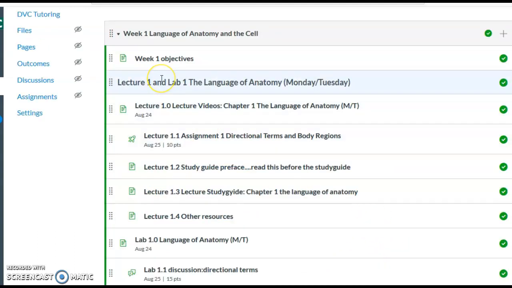Similar to lecture, I will have the lab topics in the header. So lecture 1, lab 1, language of anatomy, Monday and Tuesday. That means the lab topic is going to be assigned Monday. Most of the things will be due Tuesday.